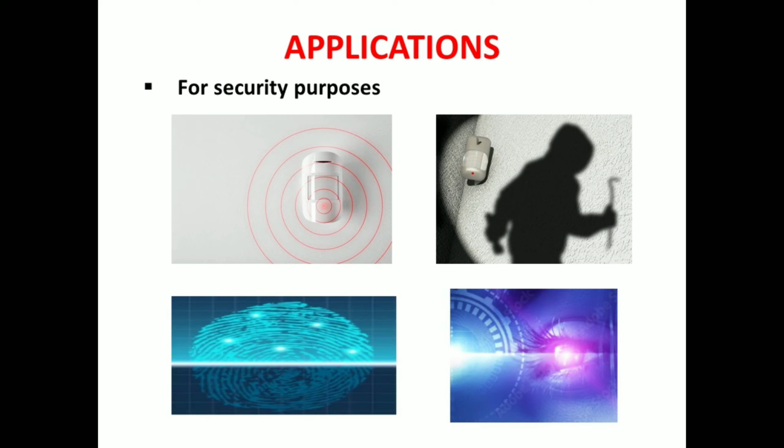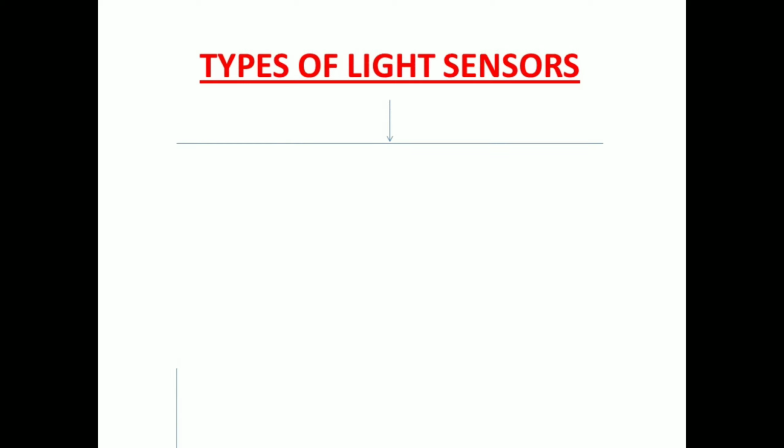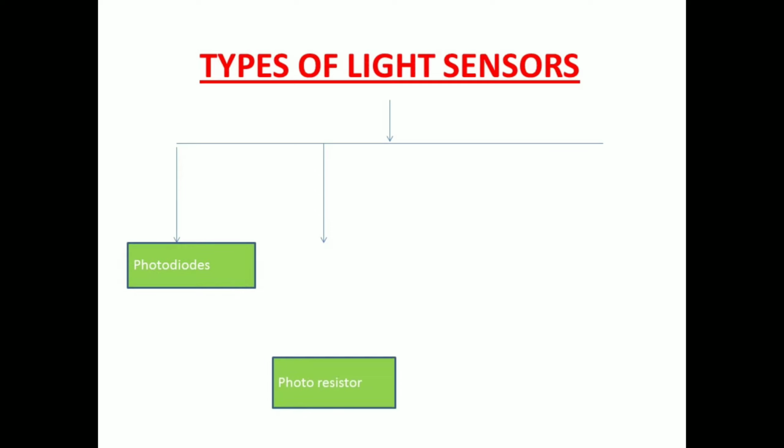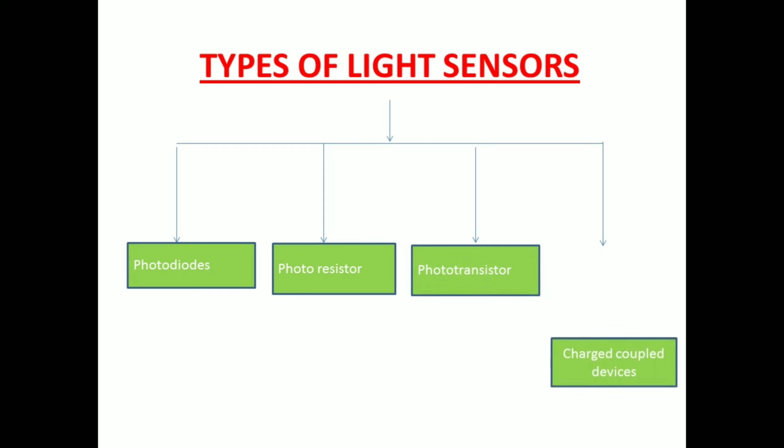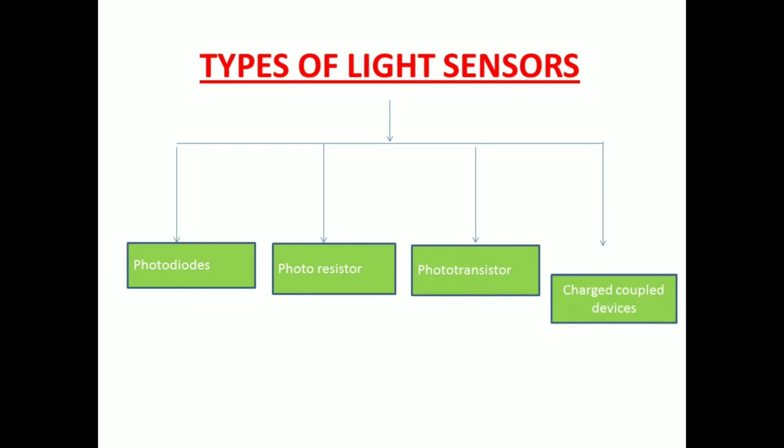Moving on to the next slide, that is types of light sensors. Here we will cover photodiodes, photoresistors, phototransistors, and charge coupled devices. First, we will discuss photodiodes.